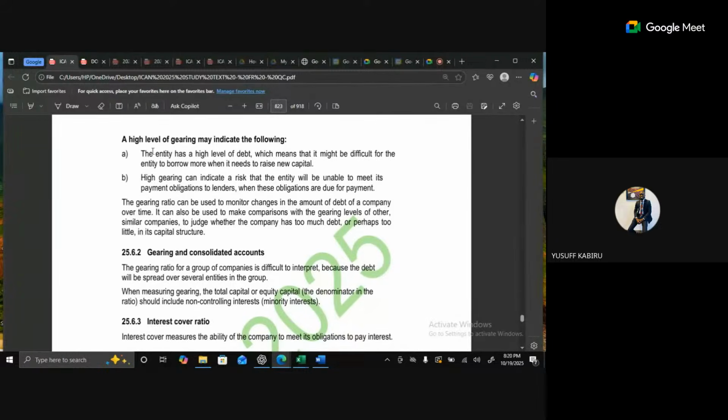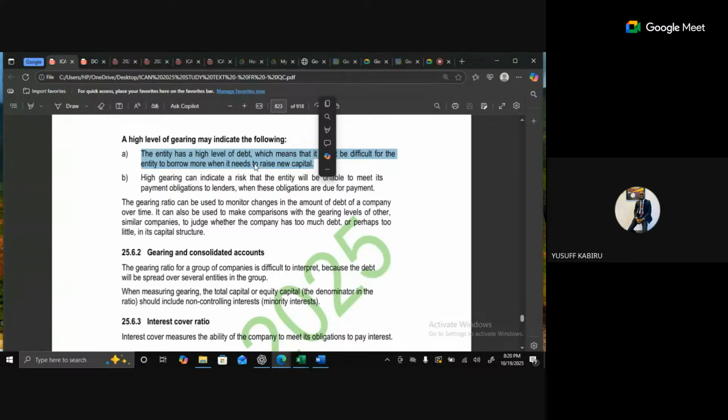So this is what I explained, and they are still breaking it down here. Let's quickly read through it. They say the entity has a high level of debt, which means that it might be difficult for the entity to borrow more when it needs to raise new capital. This is what I explained. These are the disadvantages of being highly geared: when you need that urgent money, you are not able to get it. It's like saying you have exhausted almost all ways you can get urgent loans or more debt from. When you are lowly geared, it's the opposite.